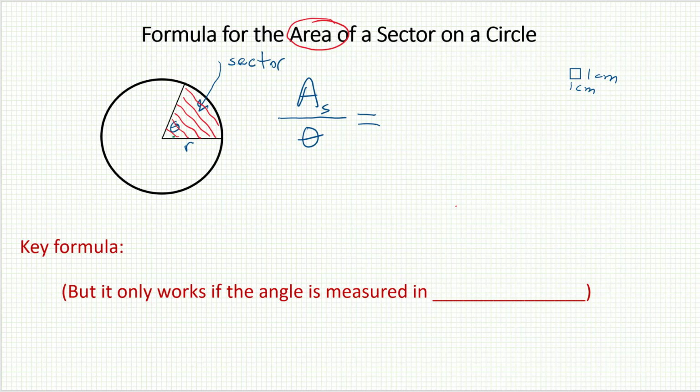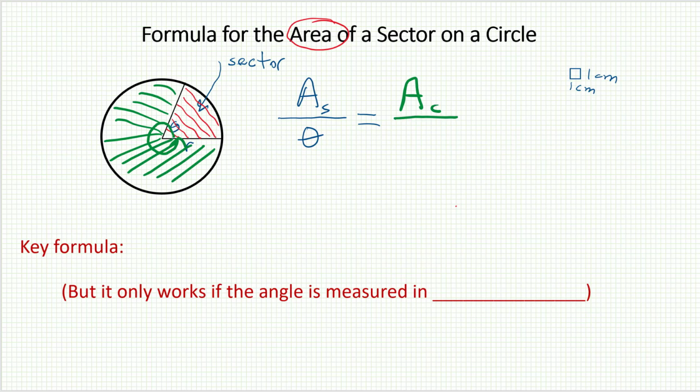Let's use the one we know the most about, which would be the angle that goes all the way around the circle, in which case the sector of the circle would be the entire circle. So I would have here the area of the entire circle, and the angle would be 360 degrees. So there's a relationship between the area of the sector and the area of the circle. Watch what happens, though, when we go to radian measure.